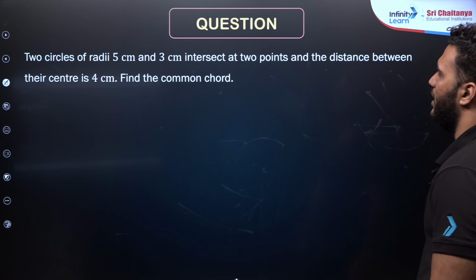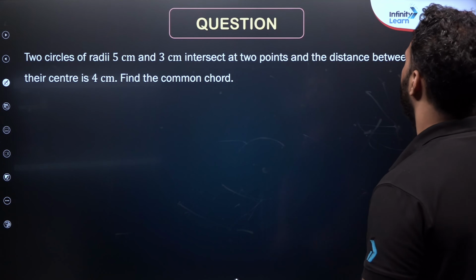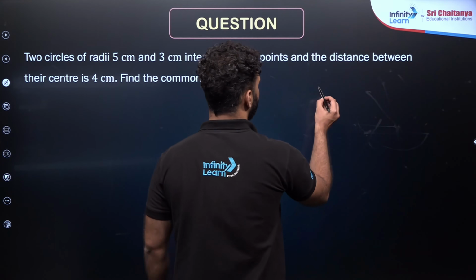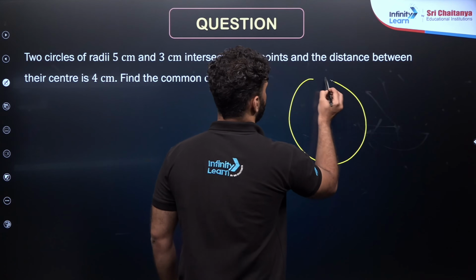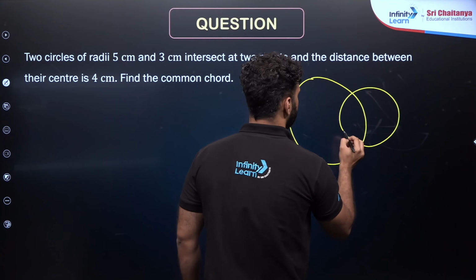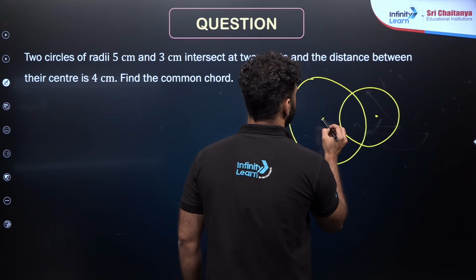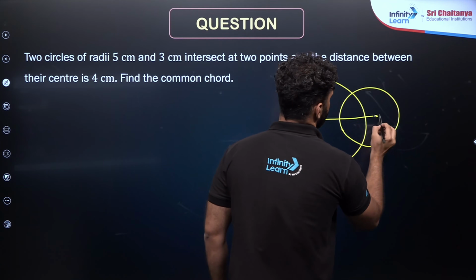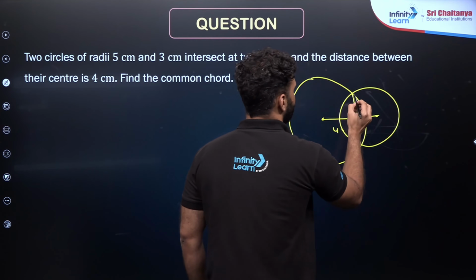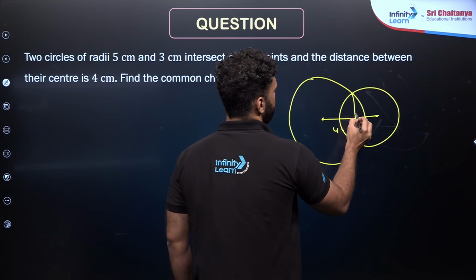Two circles of radii 5 and 3 intersect at a point and the distance between their centers is 4. Find the common chord. There is one circle with a radius 5, another circle with a radius 3. This is the center of radius 3, this is the center of radius 5, and the distance between them is 4. If you make a chord from one intersecting point to the other intersecting point, this will be what?